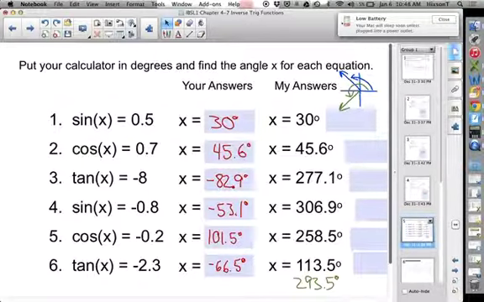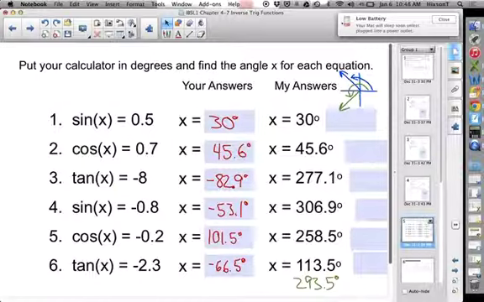The reason why I did all of this is because I want to make sure that you guys see that, especially when you're finding angles like this, you can't just punch it into your calculator and blindly write down whatever it spits out at you. You've got to think about the whole situation.